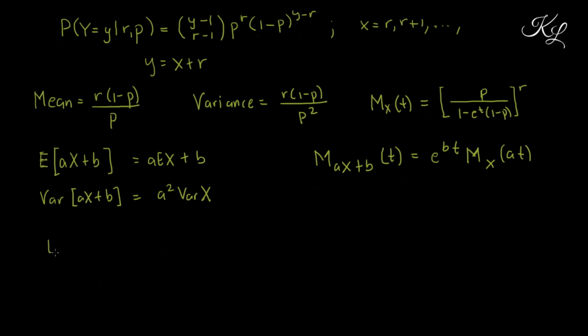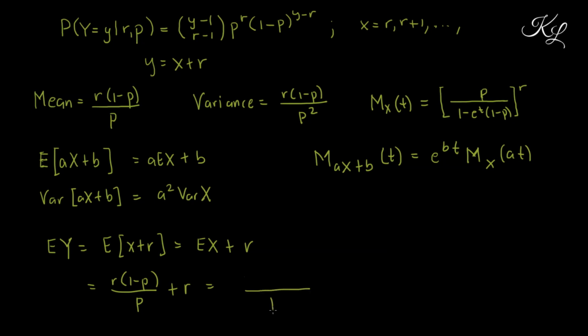So we have the expectation of y. This is equal to the expectation of x plus r, so a equals 1 and b equals r. And the expectation of x is this one, so we have r times 1 minus p over p plus r. And we can simplify it with a common denominator of p. So we can multiply this in here at the numerator by p and divide it by p, we can have rp over p. So we have r times 1 minus p plus rp, then we can distribute r with 1 minus p. We have r minus rp plus rp over p. We can cancel out rp here. We have r over p for our expectation of y, which is for the second form.